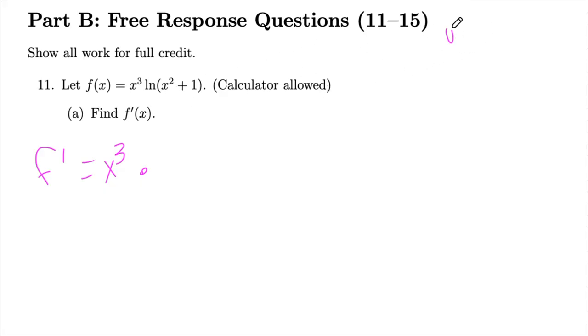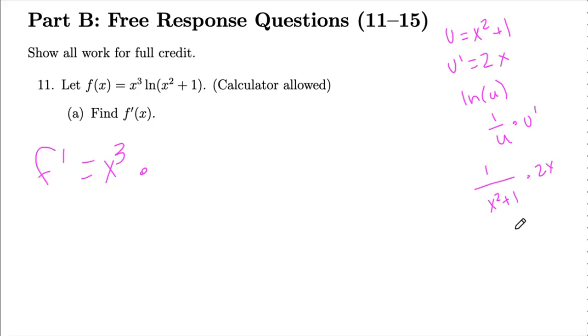So I'm going to let my u equal x squared plus 1, which would make my u prime 2x. And then I'm just going to rewrite this as ln of u, and I'm going to take the derivative of that, which gives me 1 over u times u prime. Now I'm going to go ahead and plug back in, and I'm going to get 1 over x squared plus 1 times 2x, or 2x over x squared plus 1. I'm going to just write a little line here just to keep that separated.